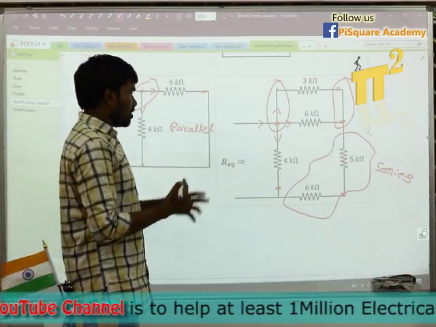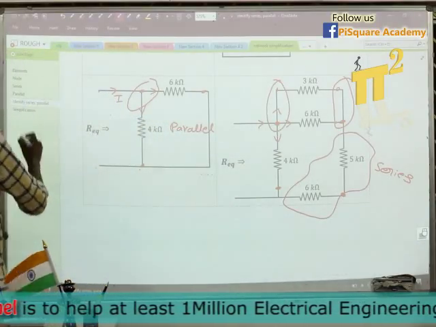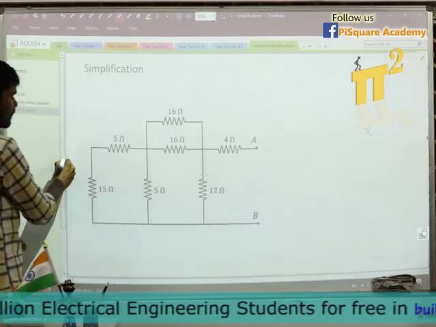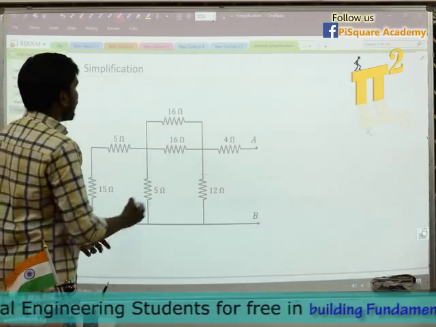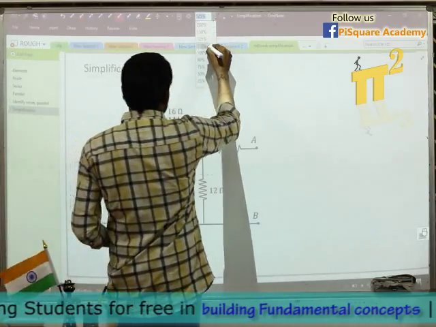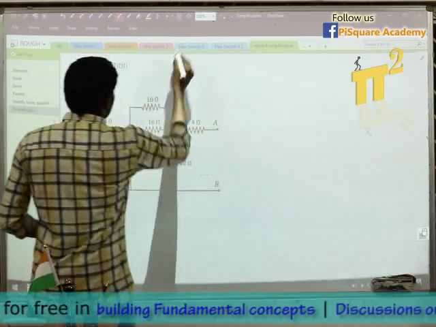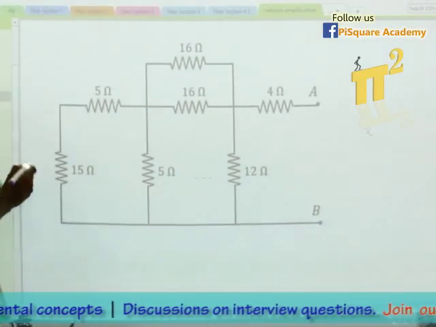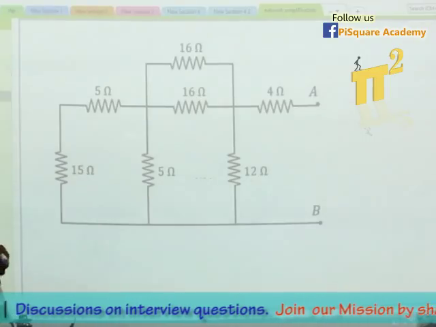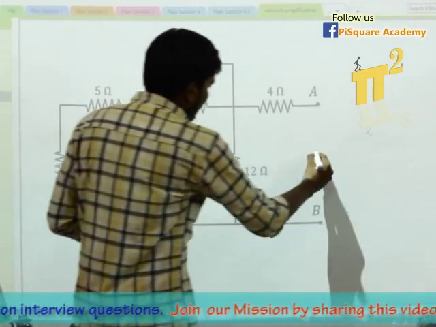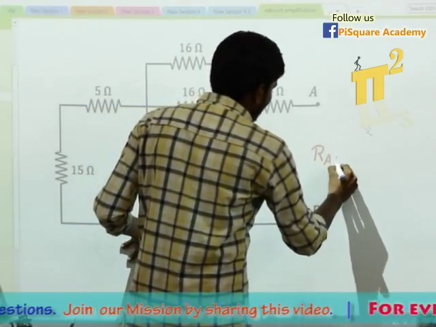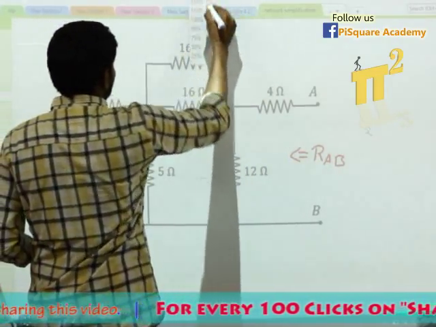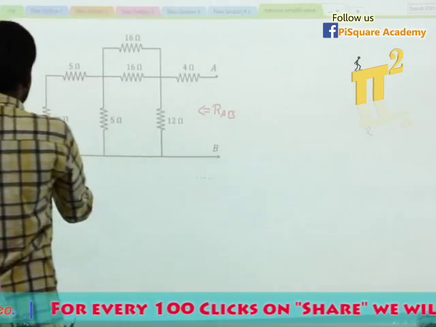I hope now you understood how to say whether the elements are in series or parallel. Now let's see how to simplify a network. If the network is given like this, let me zoom it a bit. This is a network. How to simplify it? I want a resistance across AB. How to simplify this? So here a point comes.